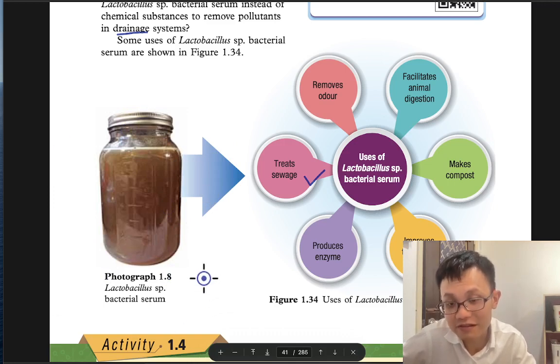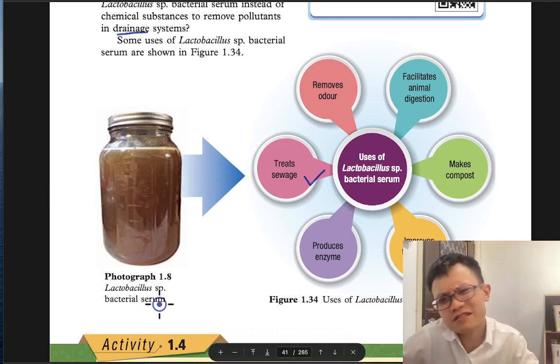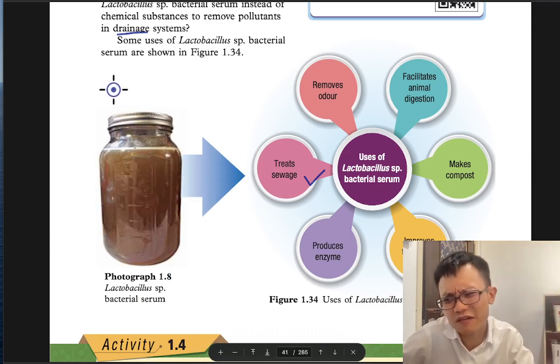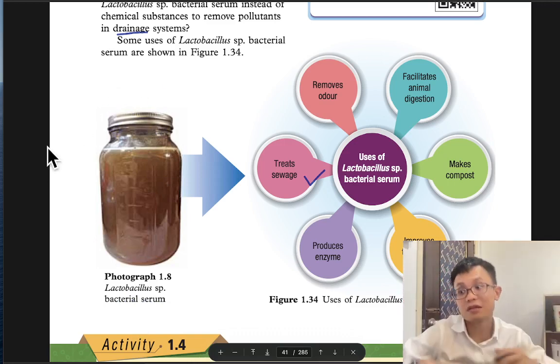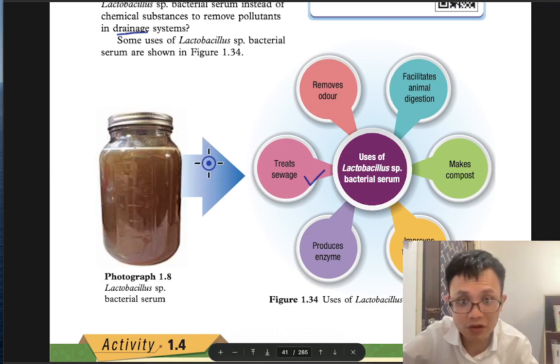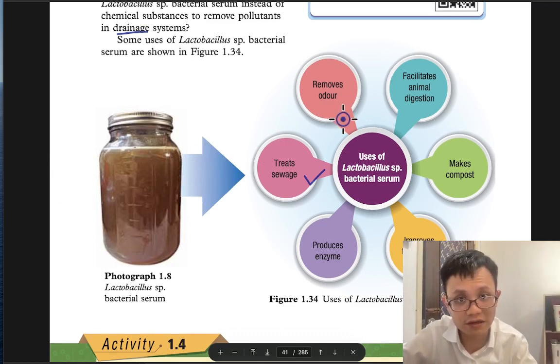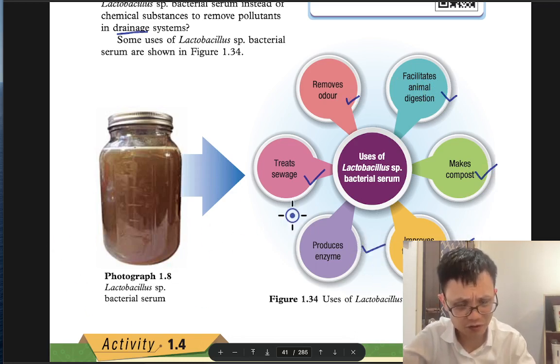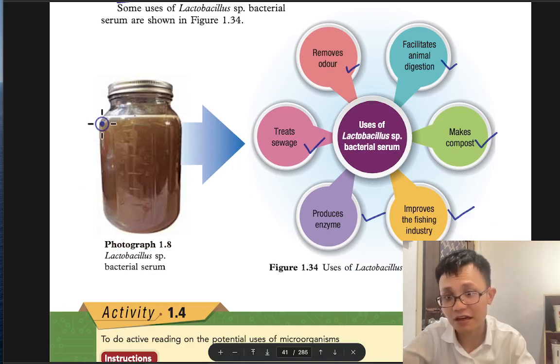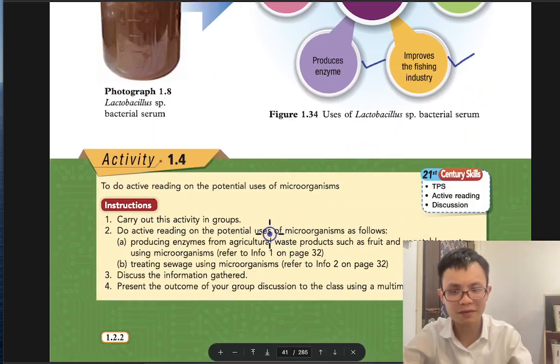Let's say your longkang is very smelly, or your toilet, maybe you can try. Then you just put it in. It's not expensive, maybe 6 ringgit or 5 ringgit or 10 ringgit. 10 ringgit is very big, they give you a very big bottle. So you can use it either to wash shirts, or put it in the longkang to remove odor because it's smelly. It can facilitate animal digestion, make compost, improve the fishing industry, produce enzyme. Up to you. And you can earn a lot of money. You can make your own enzyme, and then sell all these things and make money.